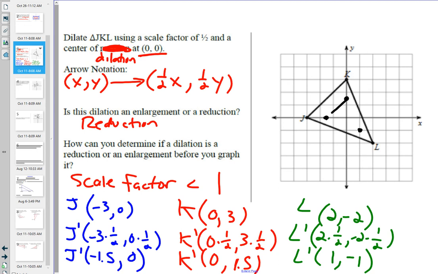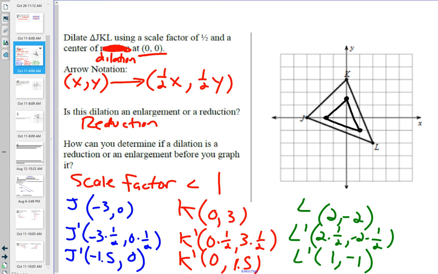When I connect the dots, it's obviously smaller because those lines should be parallel. The sides should be parallel, but I hand drew it, so that's why it doesn't look perfect. It doesn't bother me. Questions there?